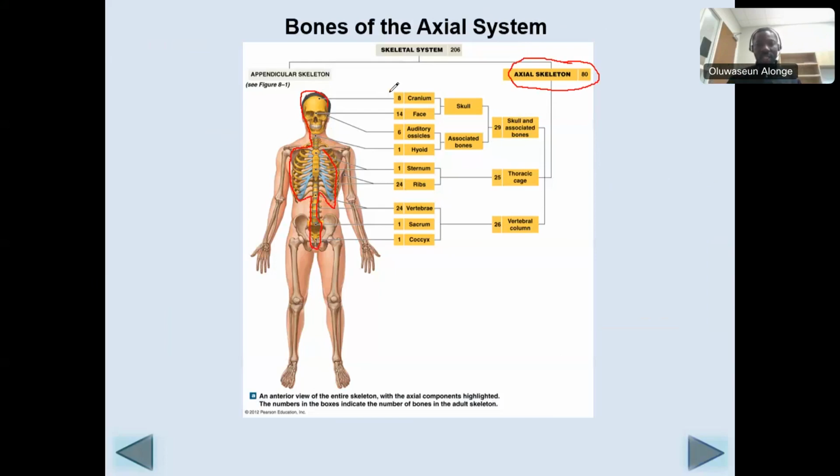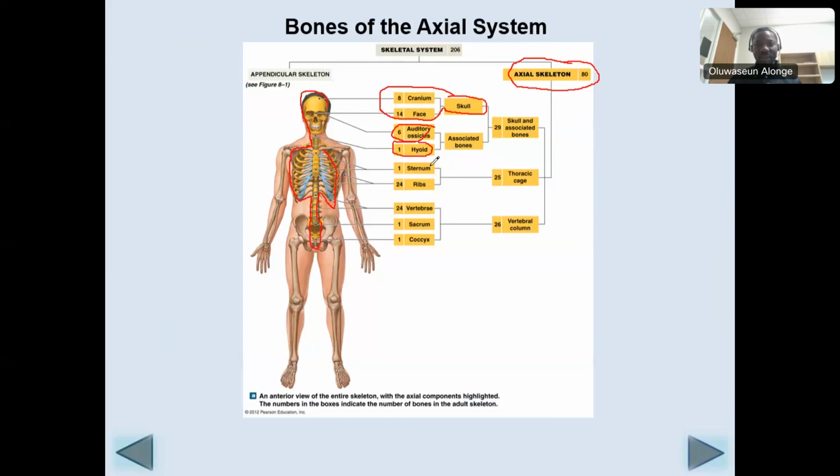So as we look at the axial skeleton, we'll be looking at the bones that form the skull. We'll look at the bones of the face, the cranium, the auditory ossicles, the hyoid bone, the sternum, the ribs. So you see the skull is made up of the cranium and facial bones. You have the auditory ossicles, the bones of the ear, 3 of them on each side. Then we have the hyoid bone, the bone that does not articulate with any other bone. That's the most special bone in your body.